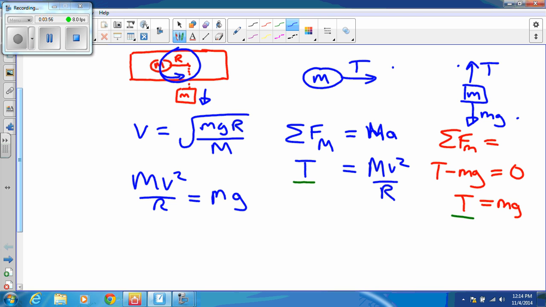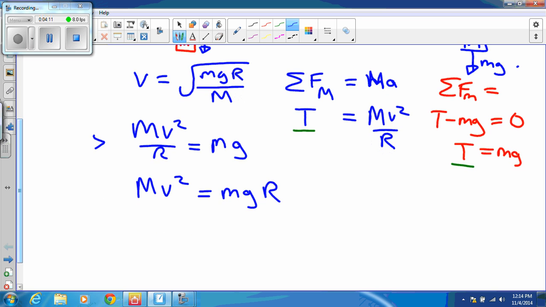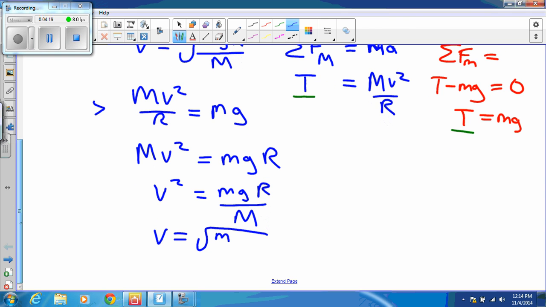But now we look at the problem that we're trying to solve, and the problem that we're trying to solve is to find an expression for v. So we go to our equation and ask, what is v? Multiply both sides by r, divide both sides by big M, and take a square root.